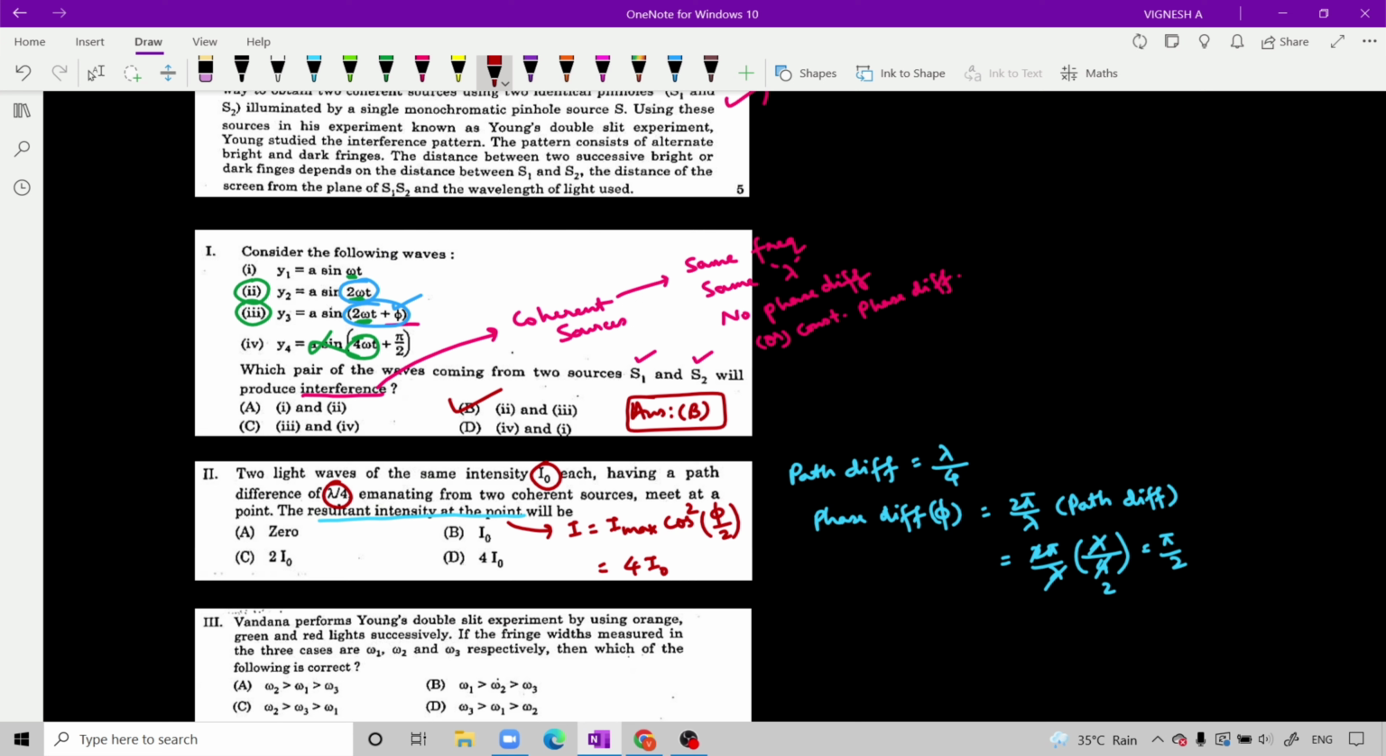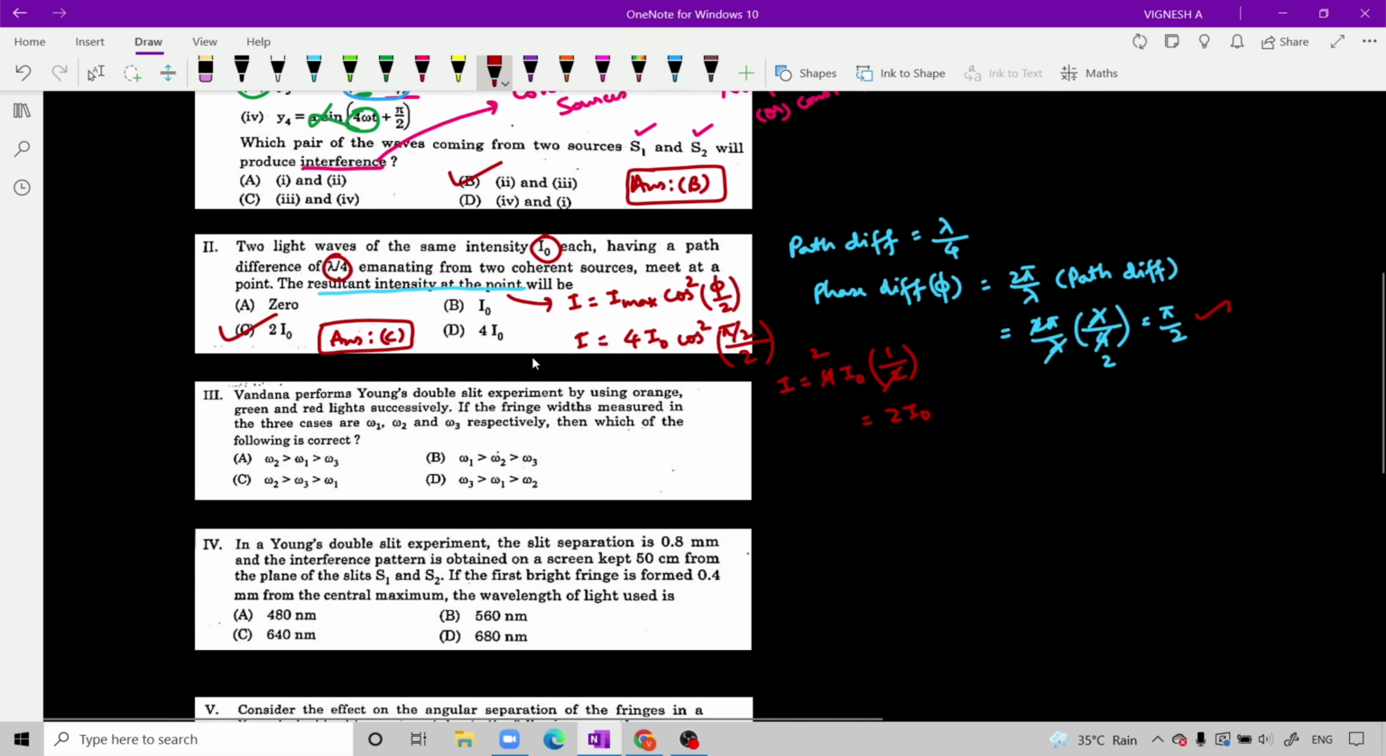So I max, the maximum intensity, will be 4 I0 into cos square phi by 2. Here phi is pi by 2, so pi by 2 divided by 2. The answer would be I is equal to 4 I0 into cos square pi by 4. Cos pi by 4 is 1 by root 2, squared that gives 1 by 2, so cancelling, we get the intensity as 2 times I0. So according to me the right answer to this question is C, 2 times I0. Answer option C.